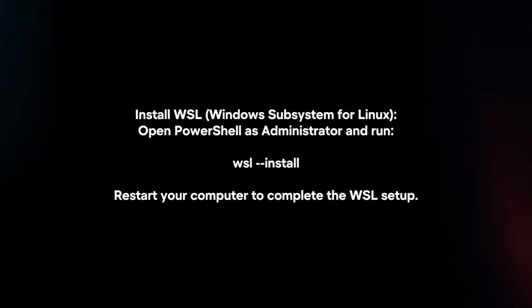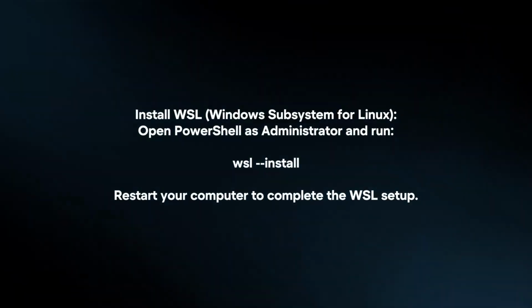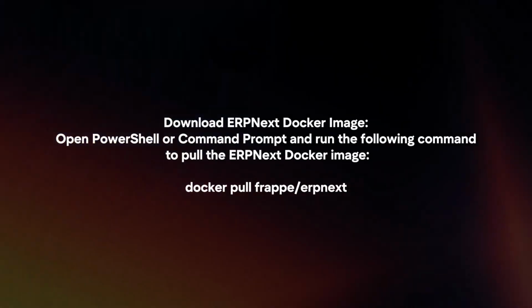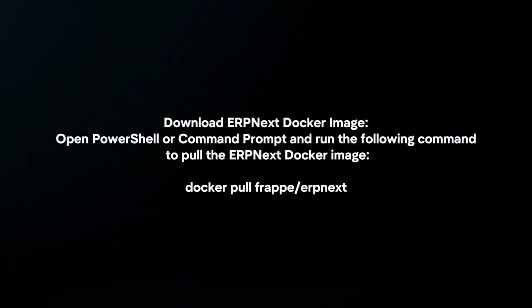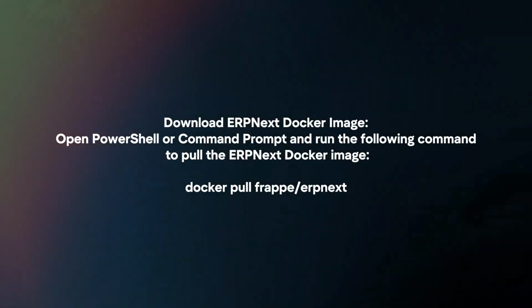Install WSL. Open PowerShell as administrator and run the following. Restart your computer to complete the WSL setup. Download ERPNext Docker image. Open PowerShell or command prompt and run the following command to pull the ERPNext Docker image.